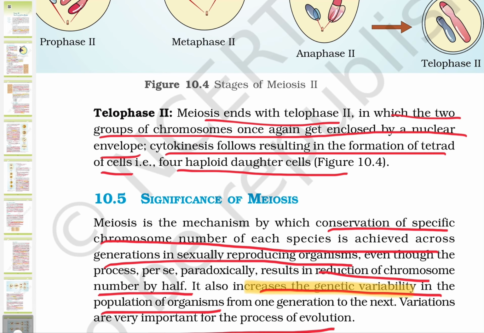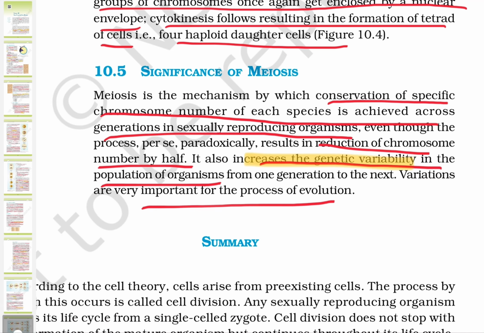When we talk about significance of meiosis, so meiosis is the mechanism in which conservation of the specific chromosome number कर सकते हैं. Each species की, we are able to maintain that chromosome number of each species जो कि haploid हो जाता है in sexually reproducing organisms, and again it is back into the species after fertilization. So it results in the reduction of chromosome by half. It increases the genetic variability in the population of the organism, or variations. You are all aware that variations are important for the process of evolution.